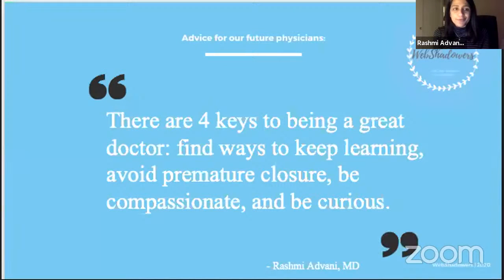Okay, so I'm basically done with my case. There was a quote that I was asked to provide, but one thing I can impart to you guys is that there are 4 key ways to becoming a great doctor: finding ways to keep learning, avoiding premature closure, being compassionate, and being curious. In my entire years of training and schooling, now looking back, these were the 4 main things that I took away from my experiences. So thank you so much.